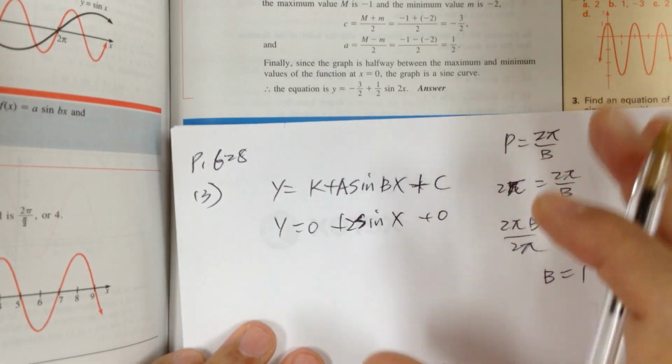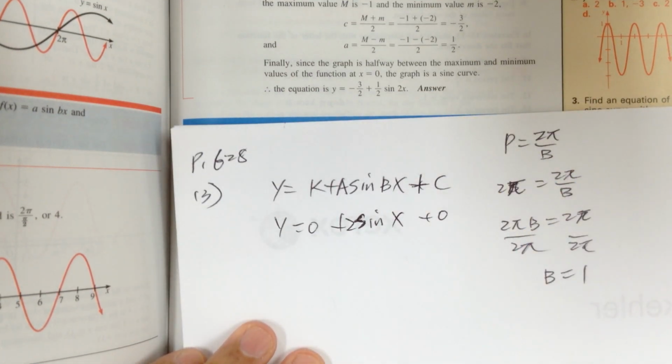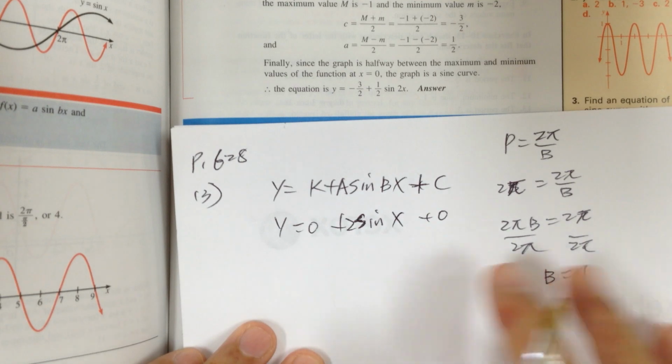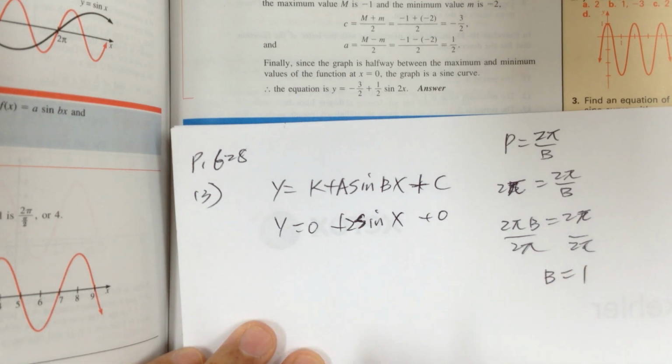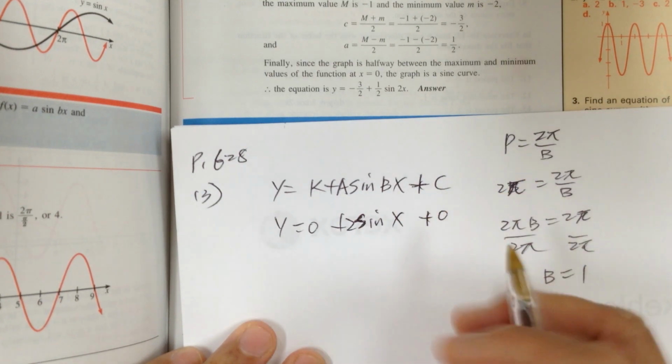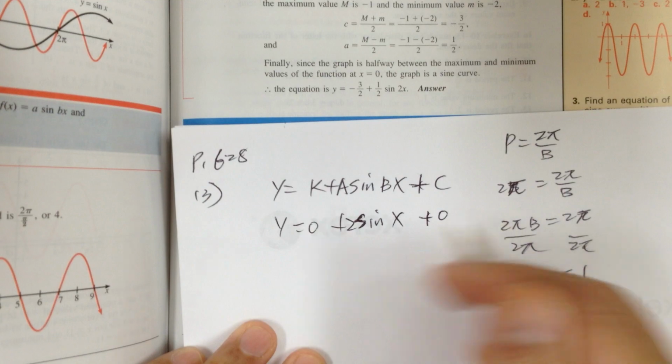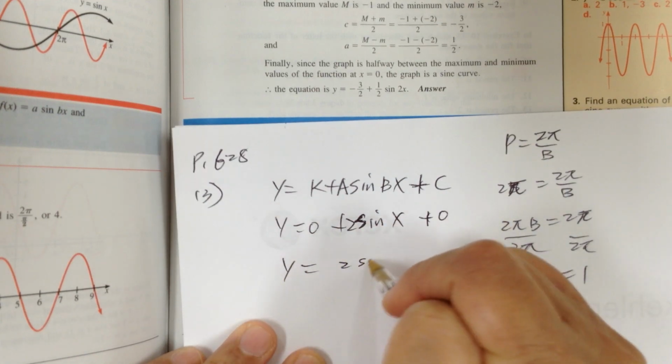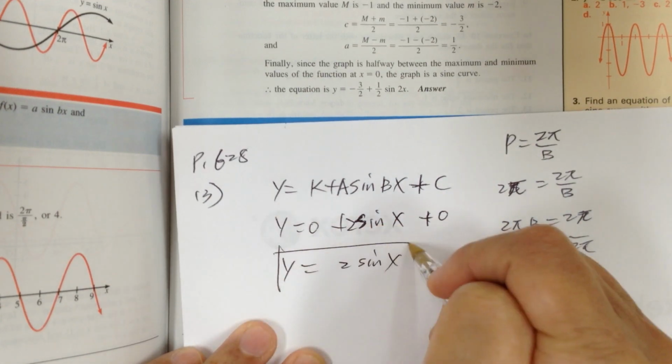Because this is just your first time getting exposed to graphing, for the beginner algebra 2, all the c would be 0, because if the c is not 0, it would be too complicated for you guys. So simplify things a little bit, so y equal to 2 sine x.